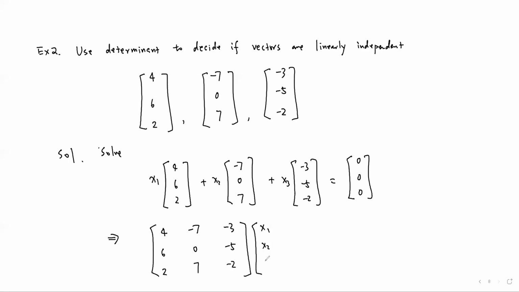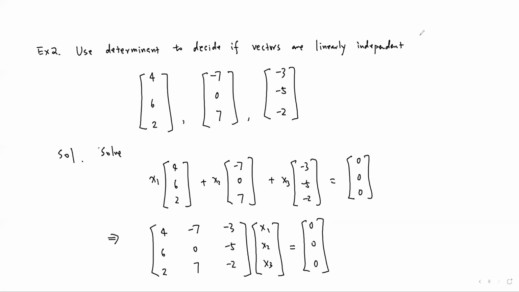X1, X2, X3. So this vector equation has only zero solution if and only if this matrix equation has only zero solution. Okay. When this matrix equation has only zero solution, okay.